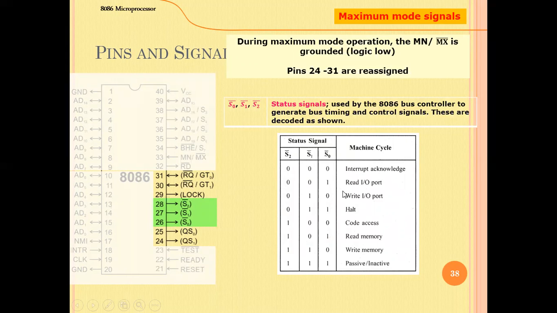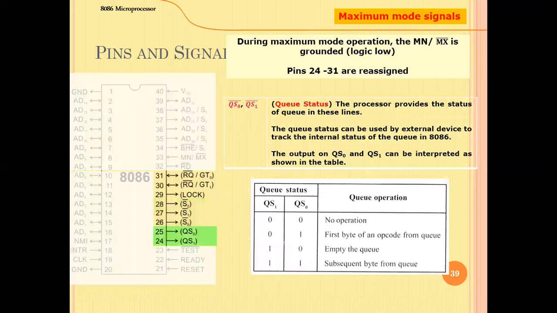Similarly, whenever you are reading from an IO port, this should be 001, writing to an IO port 010, no operation 011, and for accessing code from the memory, 100. If you want to read from memory, 101, if you want to write to memory, 110, and if there is no need of any accessing, then it should be 111. In this way, based on these three status signals, the machine operation is going to be decided.